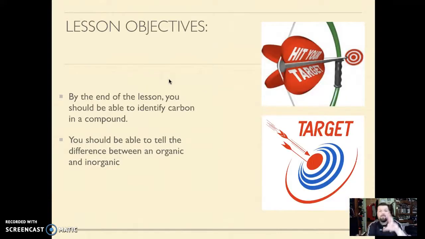By the end of the lesson, you should be able to identify carbon in a compound and tell the difference between what is inorganic and organic. You maybe have heard this word when you go shopping at H-E-B and you look up at the aisles and it says organic fruits here. I always laugh because, well, everything that was alive or is alive is organic. So let's get right into it. Ask me in class about that.